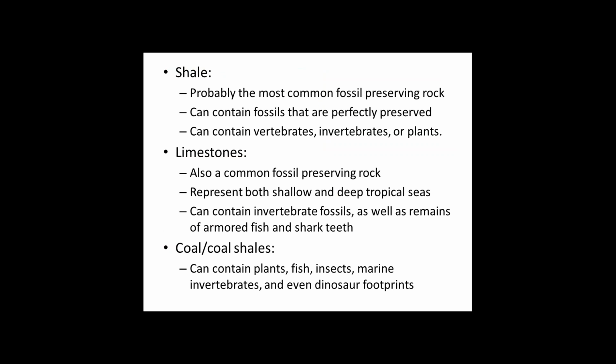Next we also have shale. Shale is probably the most common fossil preserving rock, and it can contain fossils that are perfectly preserved, containing vertebrates, invertebrates, or plants. There's also limestone, which is another common fossil preserving rock. It represents both shallow and deep tropical seas, and it can contain invertebrate fossils as well as remains of armored fish and shark teeth. Last one would be coal or coal shales. These can contain plants, fish, insects, marine invertebrates, and even dinosaur footprints.